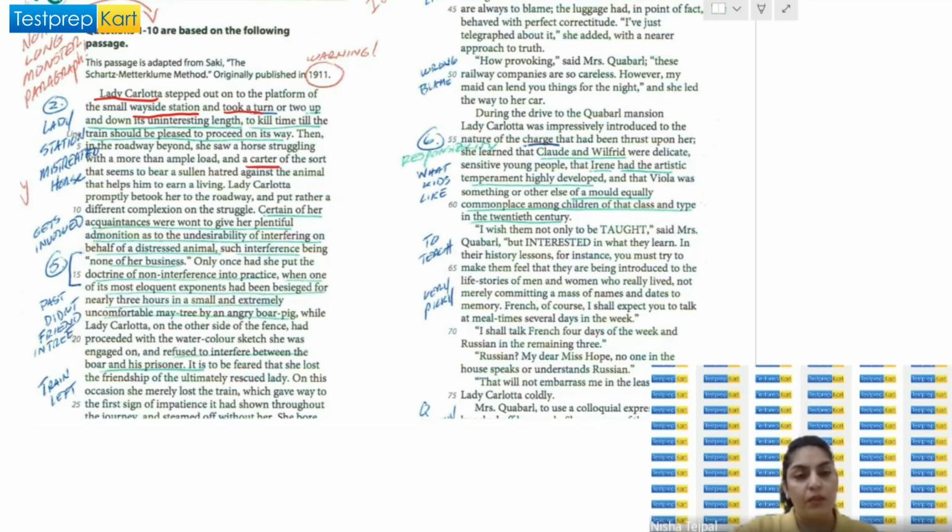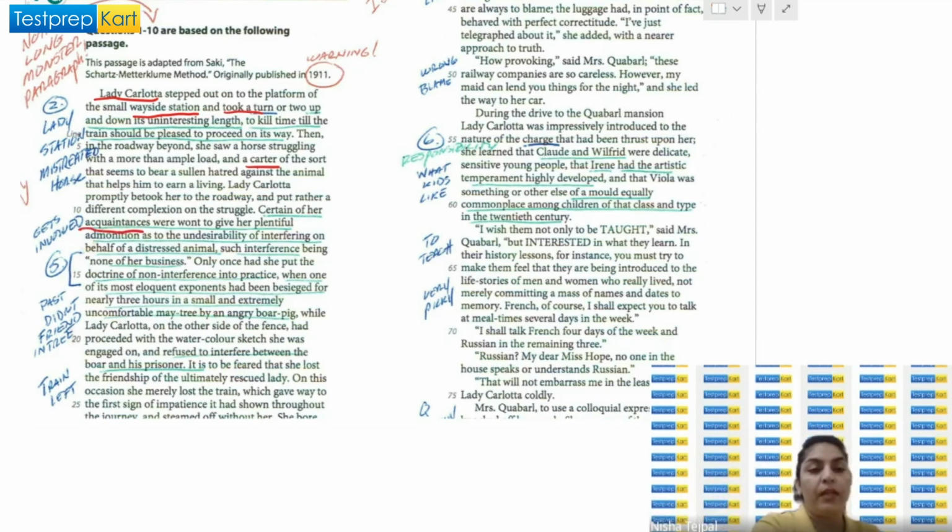Now, Lady Carlotta promptly betook her to the roadway and put rather a different complexion on the struggle. Now what happens? Lady Carlotta reaches the side where the horse is struggling with the loaded carriage. She takes a step forward and gets into the situation. Certain of her acquaintances were wont to give her plentiful admonition as to the undesirability of interfering on behalf of a distressed animal, such interference being none of her business.